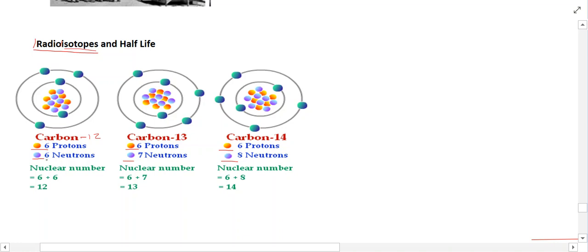And when you add the protons and the neutrons together, that gives you the mass number. So if we take, for example, carbon 12, the 12 comes from the number of protons plus the number of neutrons. Carbon 13: 13 is the mass number, and it's 6 protons and 7 neutrons. And then carbon 14 comes from 6 protons and 8 neutrons, which gives it carbon 14. So these are what are known as isotopes of carbon.